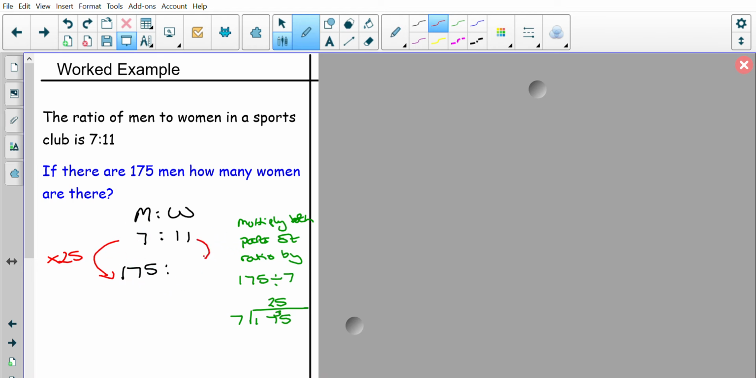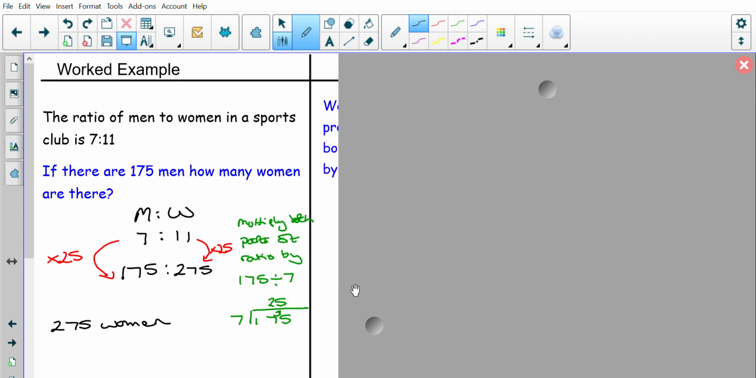So that means I need to do 11 multiplied by 25. And again, you might have to do a written method to do that if you are not working with a calculator, but that gives us 275. 11 times 25 is 275. So I know then for 175 men, there must be 275 women. So that's my final answer.